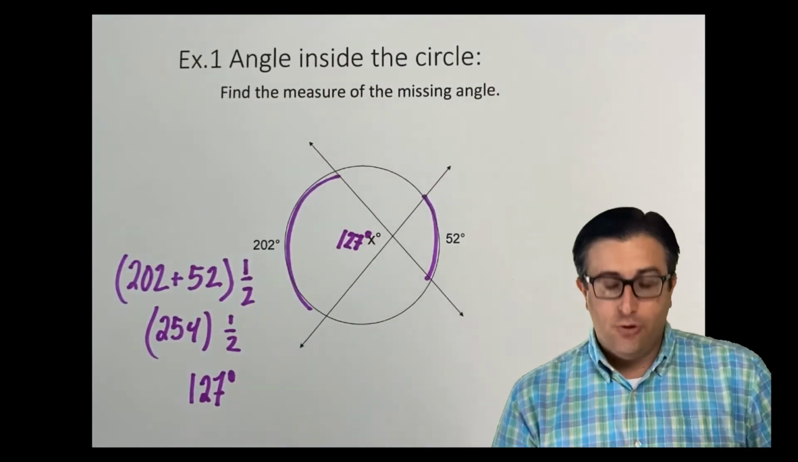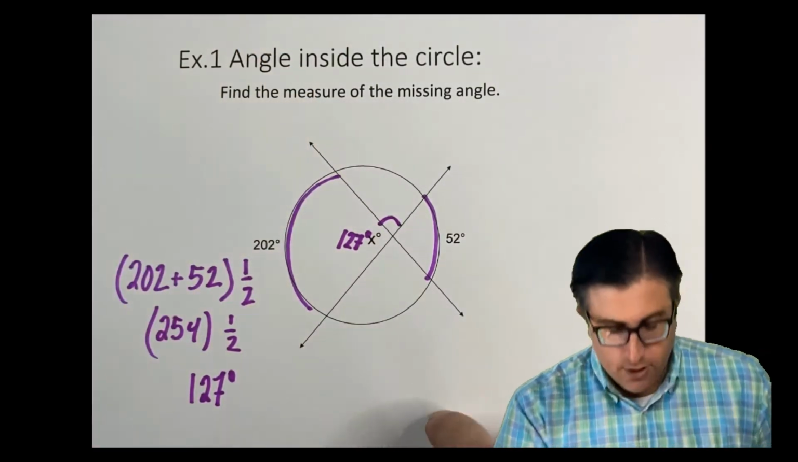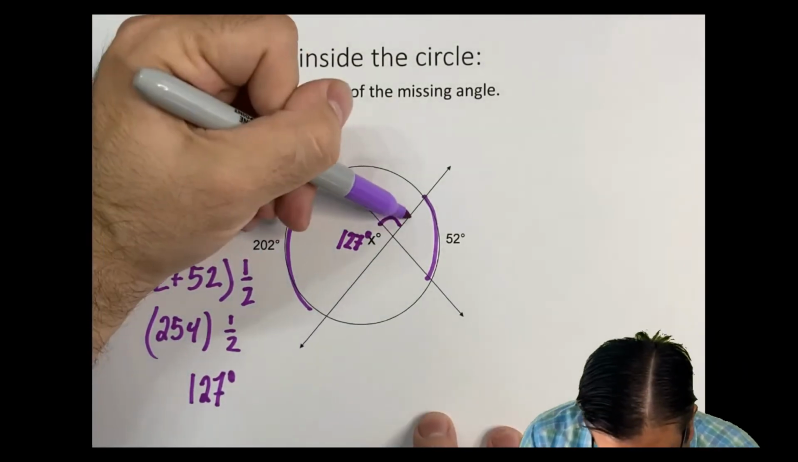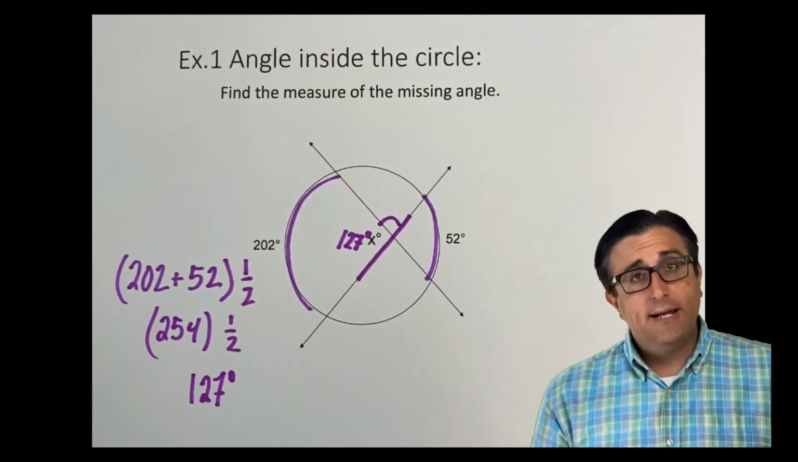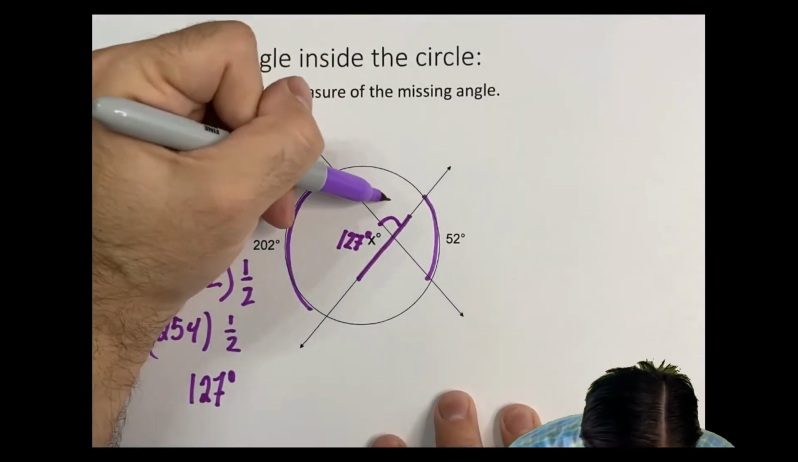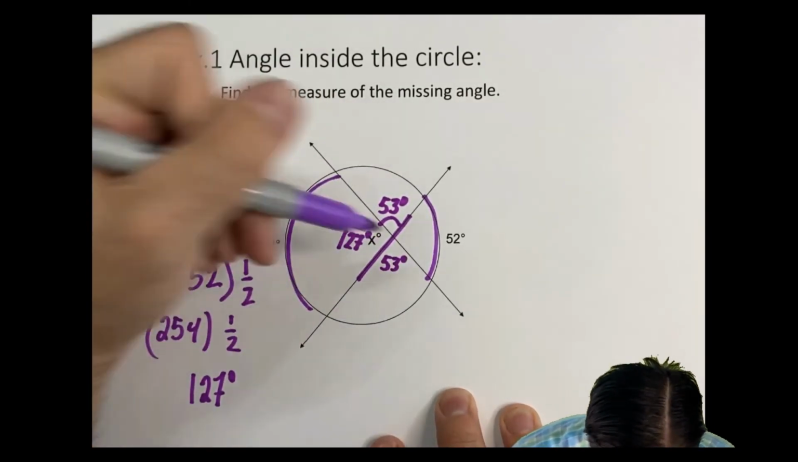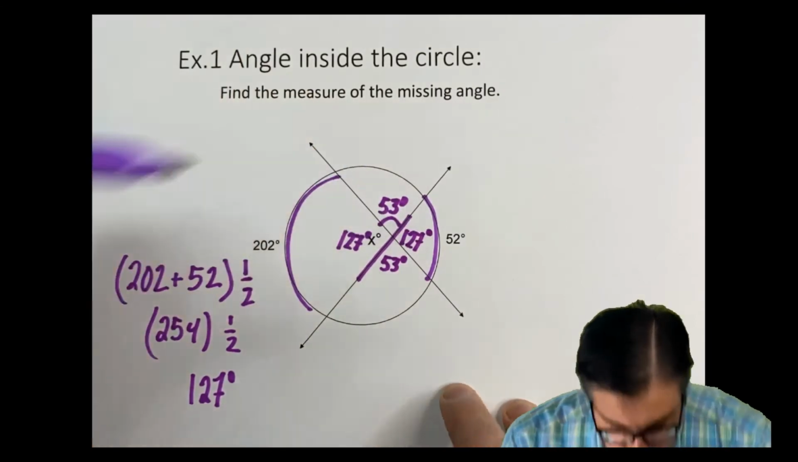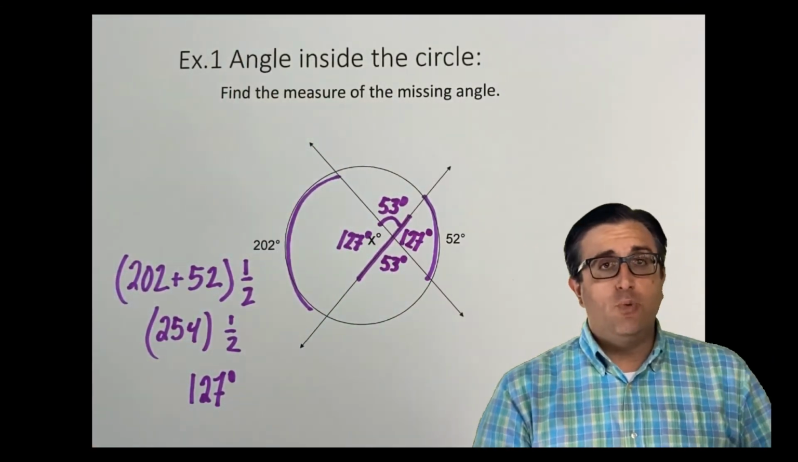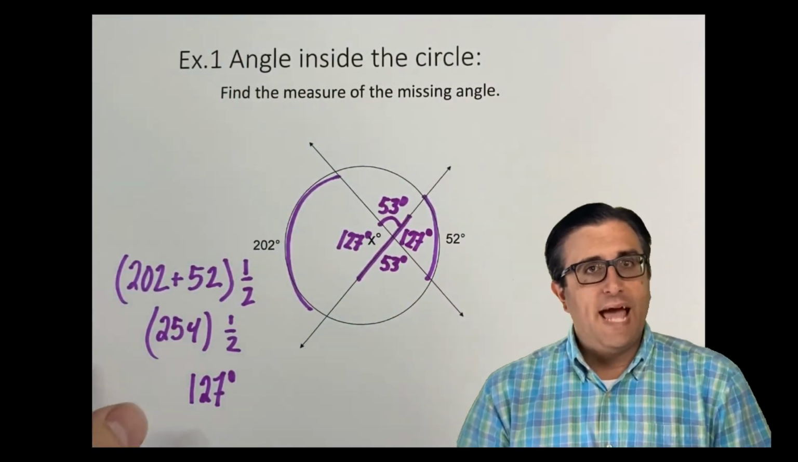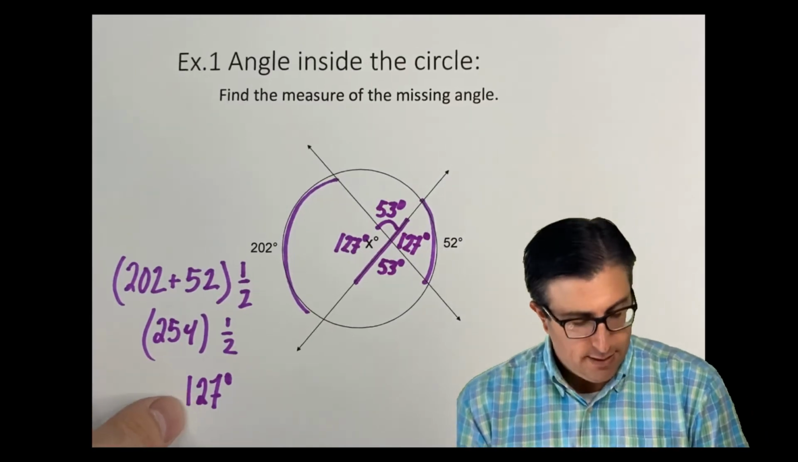If I wanted to go further, I could find this angle right here. These two are supplementary. So 180 minus 127 leaves us 53 degrees. This angle down here is also 53 degrees, and this angle is 127 degrees. So based off of two arcs, we can find all of the angles of those two secants.